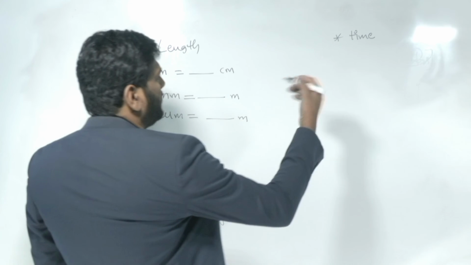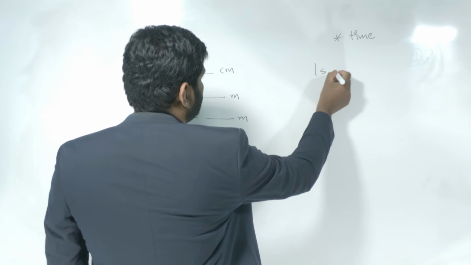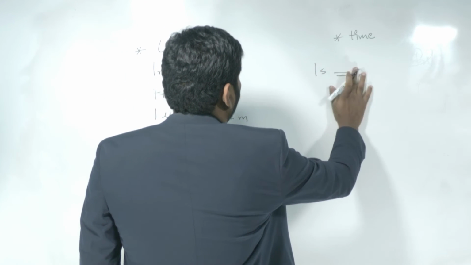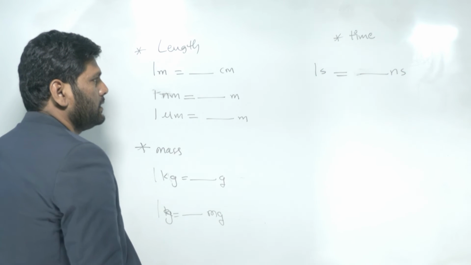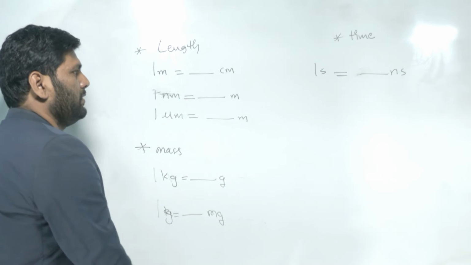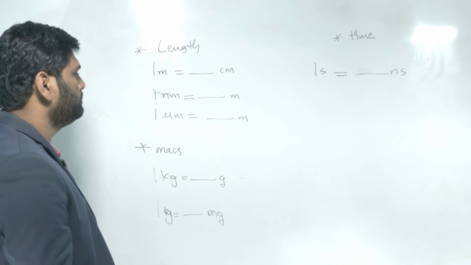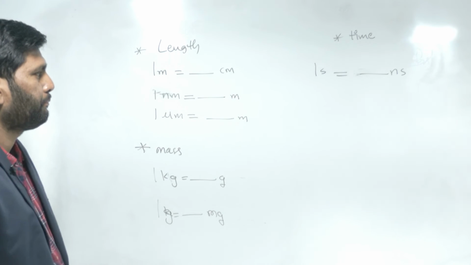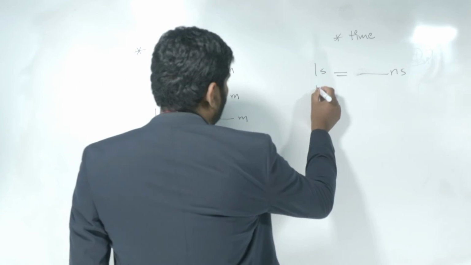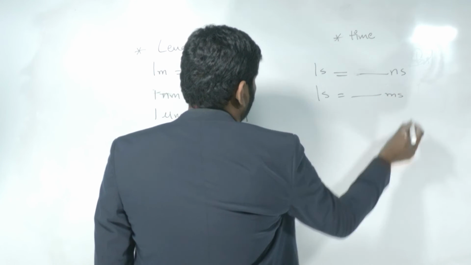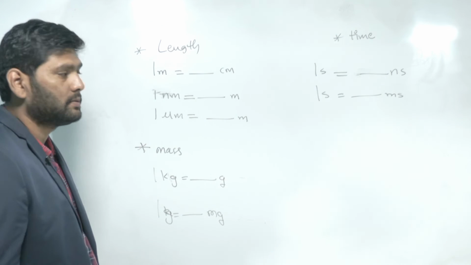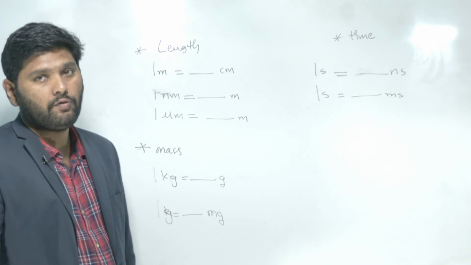This is enough. For time also, 1 second is equal to how many nanoseconds? So this is a time conversion. Next, one more also: 1 second is equal to how many milliseconds? So let's find out now one by one.